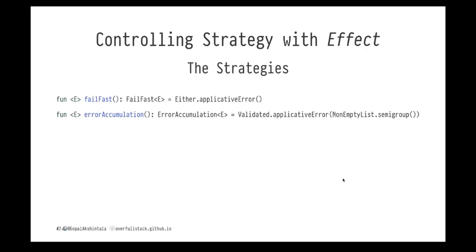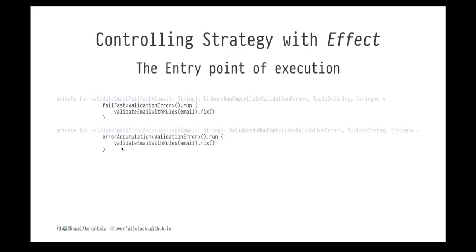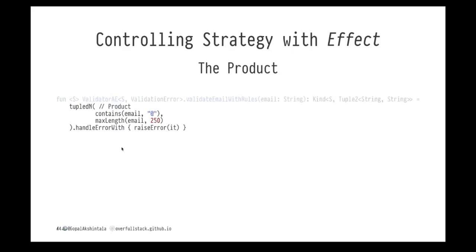And then error accumulation, we can use validated applicative error for accumulation. So in the end, this is the same code that we have seen before. When I call this validated email rules with these strategies, this validated email rules is an extension function in Kotlin. Again, that's a different subject to discuss. I hope you guys know about extension functions.